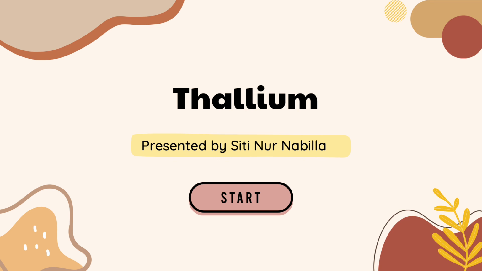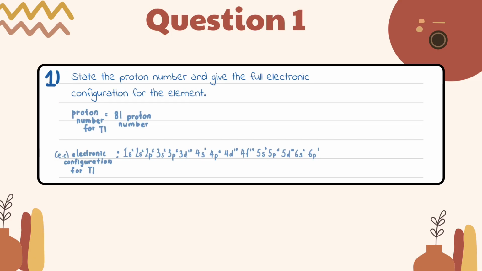My matrix number is MS2315137512. So for this task, I got thallium as my element. For question 1, it wants us to state the proton number and give the full electronic configuration for the element. Thallium has proton number 81 and the EC is 1s2, 2s2, 2p6, 3s2, 3p6, 3d10, 4s2, 4p6, 4d10, 4f14, 5s2, 5p6, 5d10, 6s2 and 6p1.